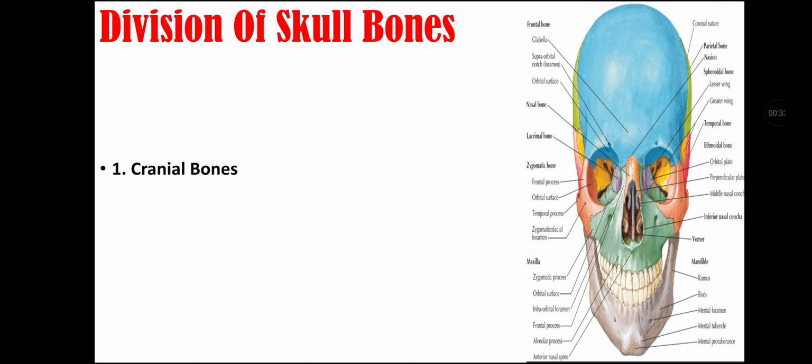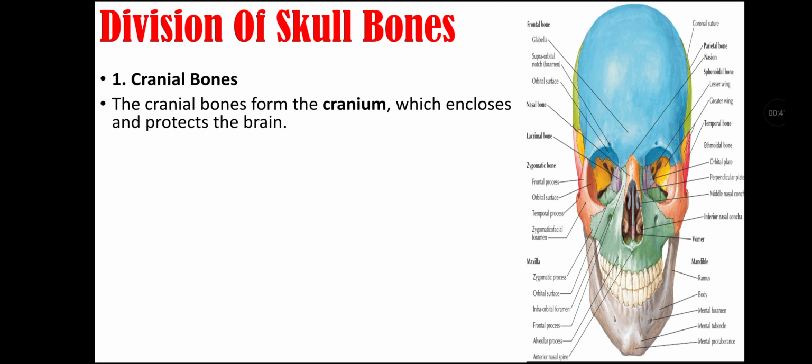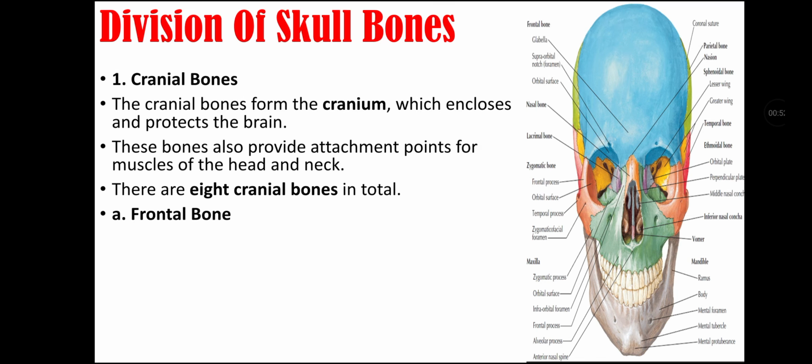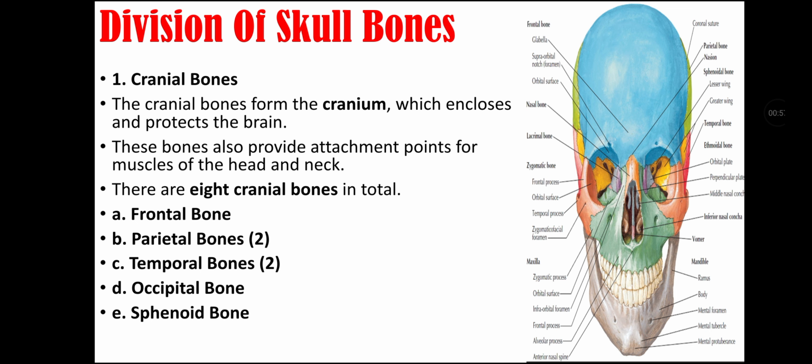Division of skull bones. It has cranial bones and facial bones. Now let's talk about these bones one by one. First we will talk about cranial bones. The cranial bones form the cranium which enclose and protect the brain. These bones also provide attachment points for muscles of head and neck. There are 8 cranial bones in total that include one frontal bone, two parietal bones, two temporal bones, one occipital bone, one sphenoid bone, and one ethmoid bone.